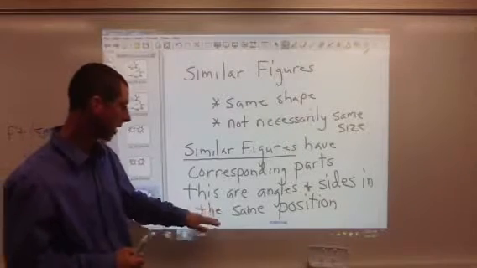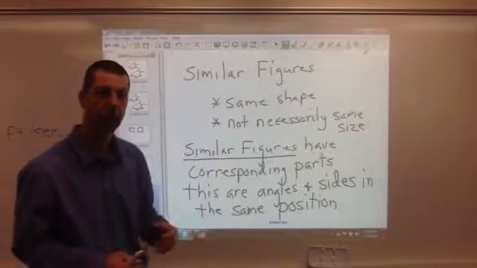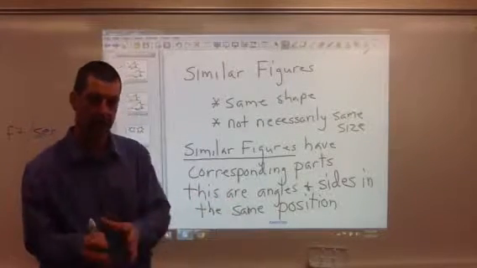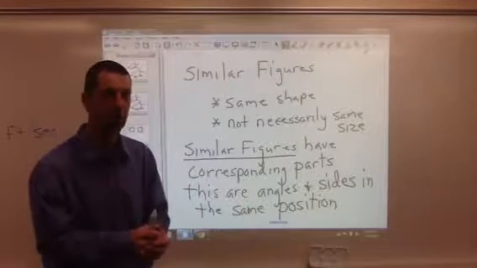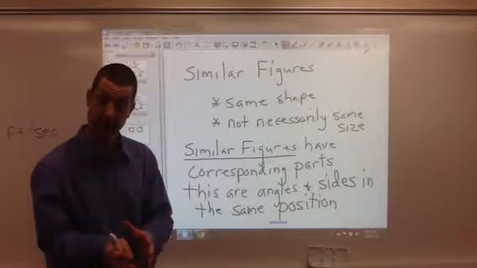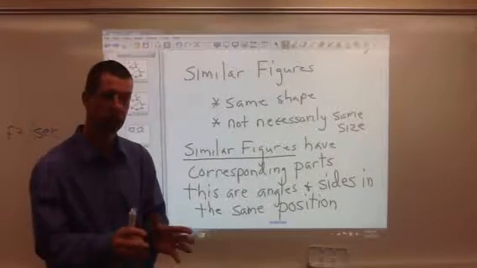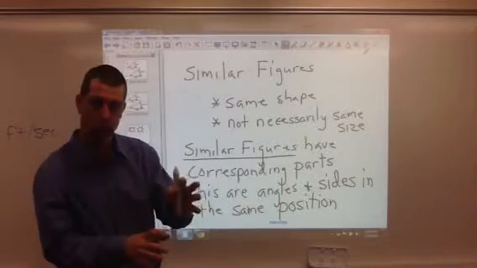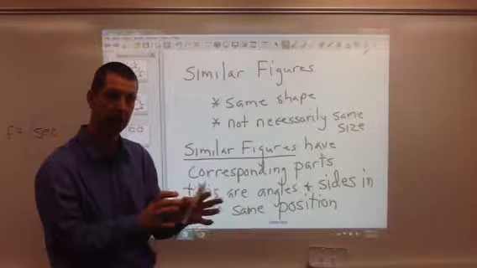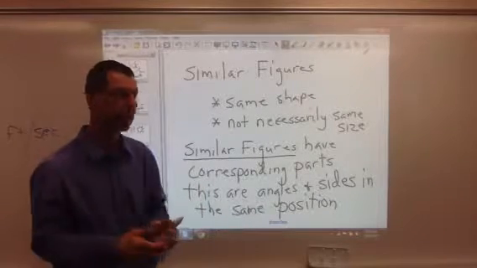These are angles and sides in the same position. That's what corresponding parts are. So the corresponding angles are going to be the angles that are in the same position on each figure. And then corresponding sides are going to be the sides that are in the same position on each figure. Sounds easy, but it's not, because sometimes they're flipped or turned and twisted. Other times they're just side by side or set up the same, and then it's fairly easy to find them. But that's the challenge of this lesson.